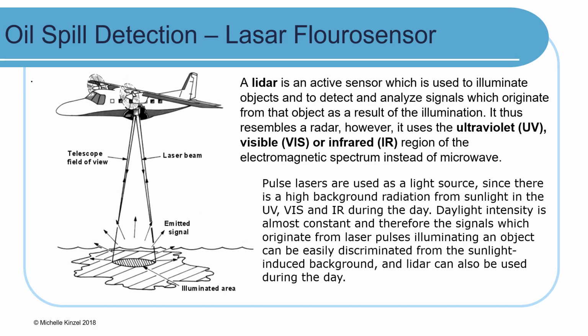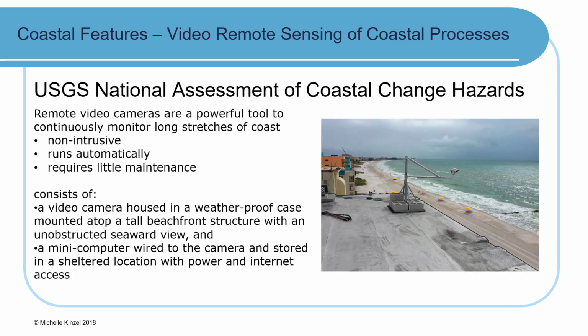This one is showing you from a small aircraft, and since there's a high background radiation from sunlight in the UV, visible, and infrared during the day, this is sent out as a pulse, and daylight intensity is almost constant, and therefore the signals which originate from laser pulses illuminating an object can be easily discriminated from the sunlight-induced background. So LiDAR can be flown at any time of the day.